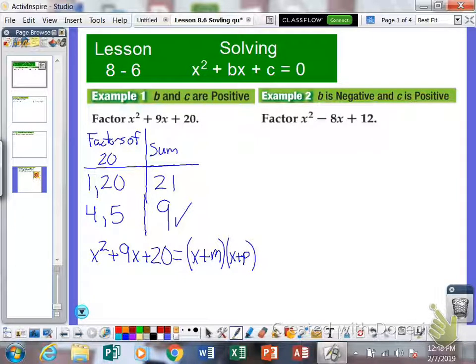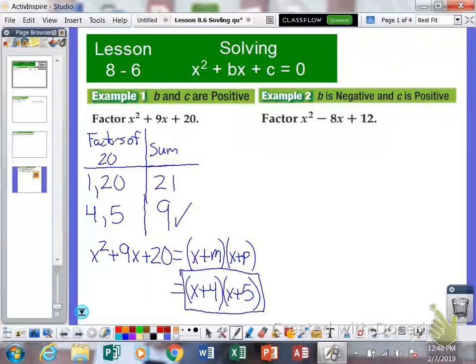Our m and our p are going to be those factors of 20 that we found gave us our sum of 9. So in this case, it's going to be 4 and 5. So we're going to get x plus 4 and x plus 5. And that is going to be our answer there. If you use the FOIL method, you would get x squared plus 9x plus 20.